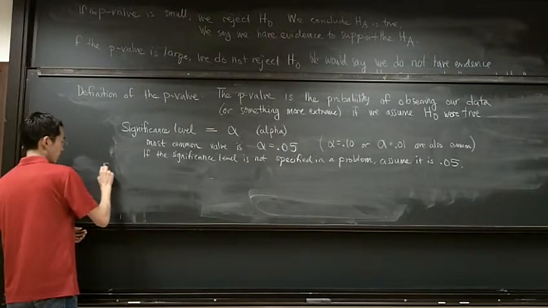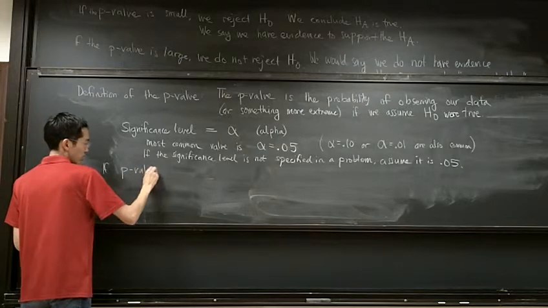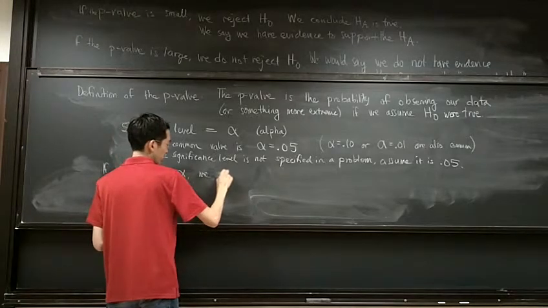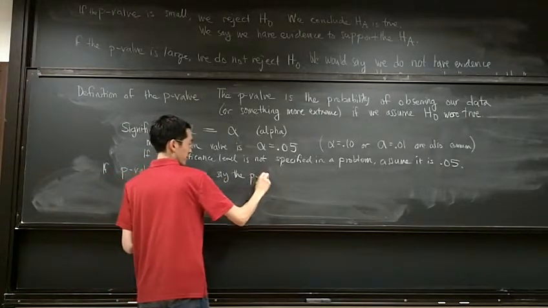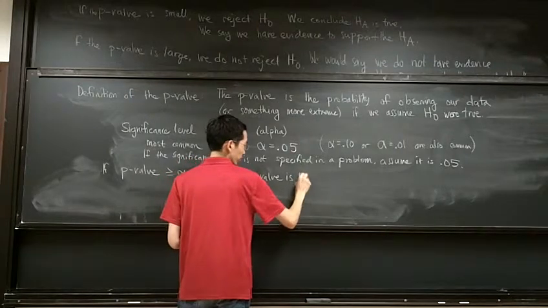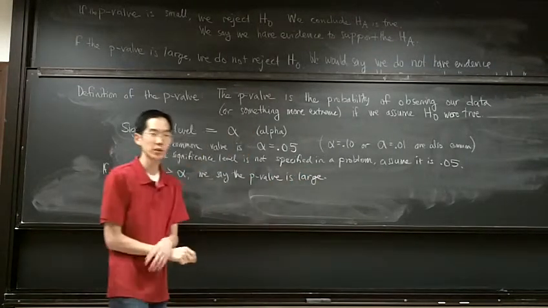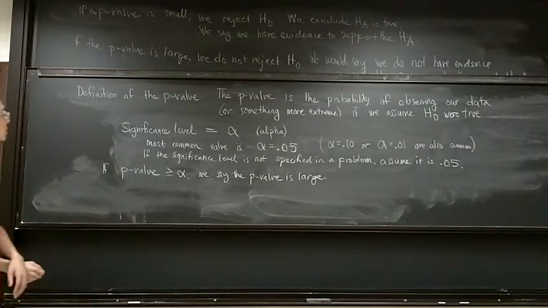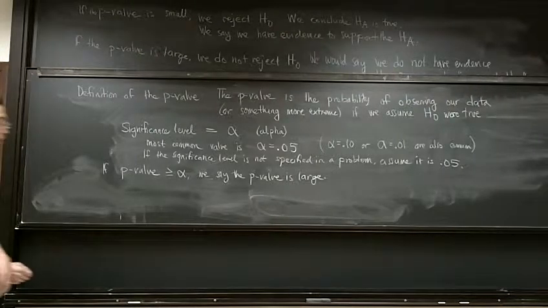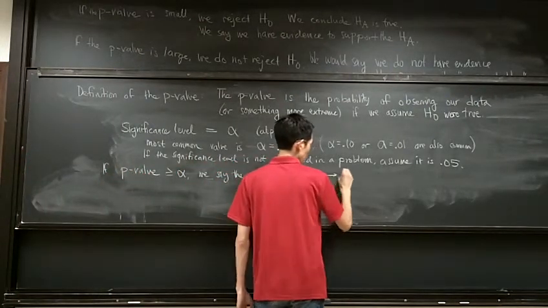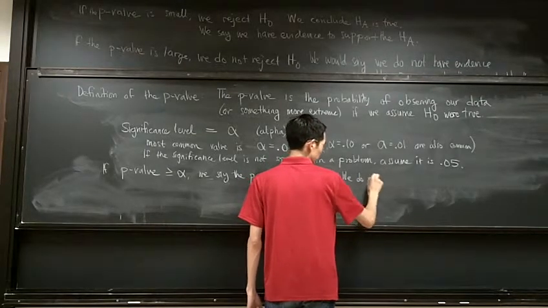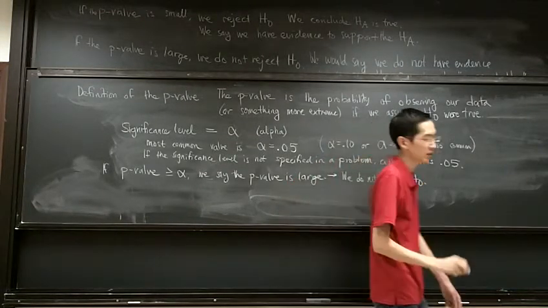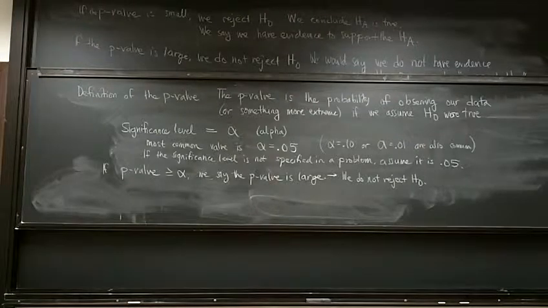So if the p-value is greater than or equal to alpha, we say the p-value is large. And what is our conclusion when the p-value is large? We do not reject the null. We do not have evidence to support the alternative.